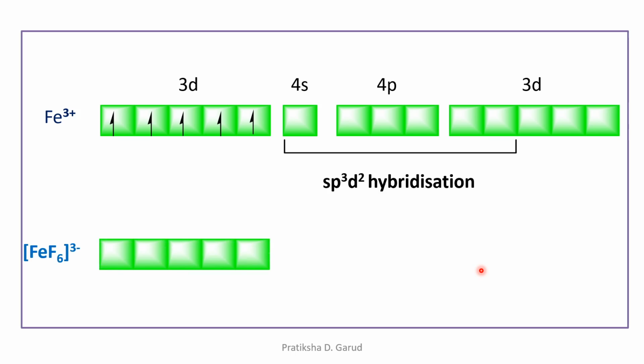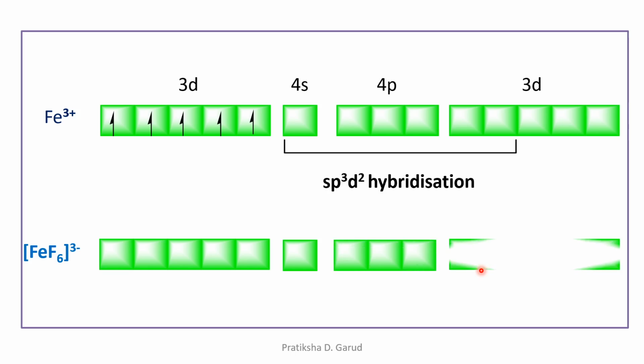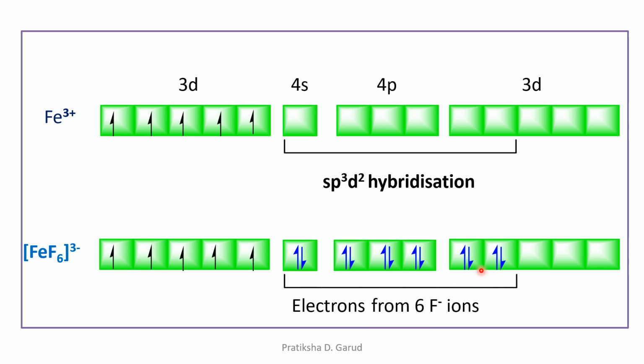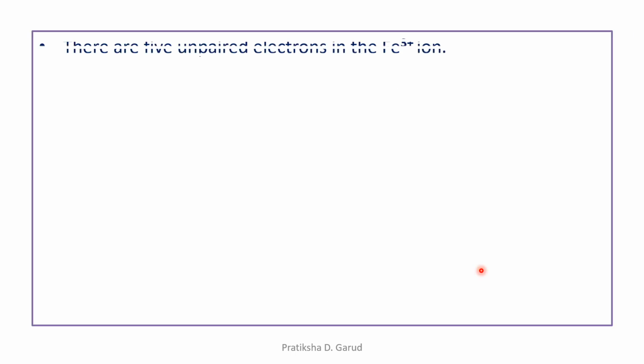So the complex, that is the [FeF6]3-, we are having again the 3d atomic orbital, 4s atomic orbital, 4p atomic orbital and the 4d atomic orbital. The 3d, they are having the 5 unpaired electrons like this. Then the first electron pair, second electron pair, third electron pair, fourth electron pair, fifth one and the sixth one. These 6 electron pairs, they are from the 6 ligands, or we may say that these are the electrons from the 6 F- ions.